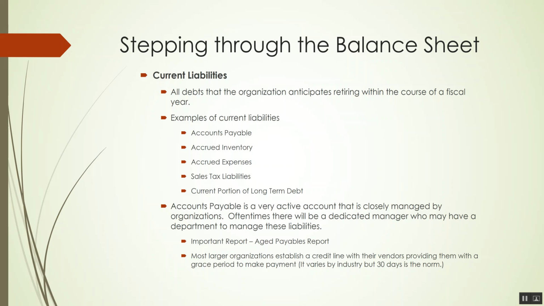For most large organizations, they'll have an established credit line with their vendors. Basically, the credit line is a grace period, the time frame that the organization has to make payment. It can vary from industry to industry, but one very common payment term that's offered is a net 30 days term. If I send you an invoice on the first of the month, then my expectation is that that invoice should be paid by the 30th or the 31st of that same month.